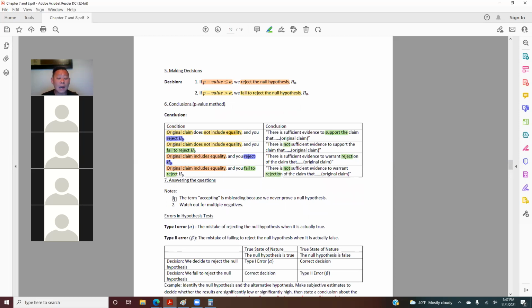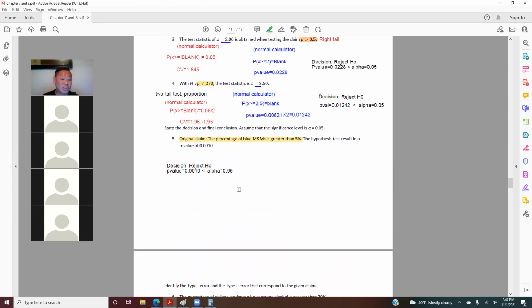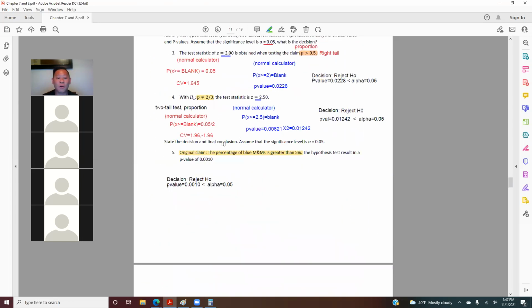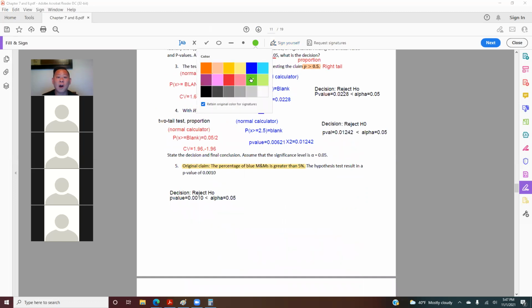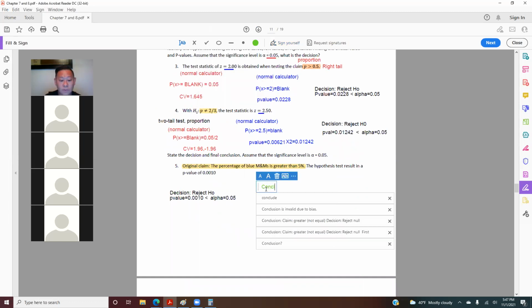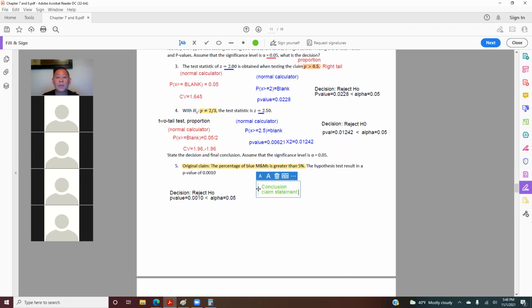Okay, and so what we do here, class, is make sure you know what your claim statement is and what your decision is. This is how we're going to make a conclusion, because this question is asking us for a conclusion. In order for us to make a conclusion in this case, you need to watch out for two things. So first thing is your claim statement. If you read the claim statement that I highlighted in yellow, does your claim statement have equality or no equality?